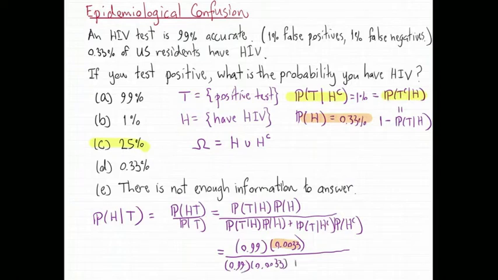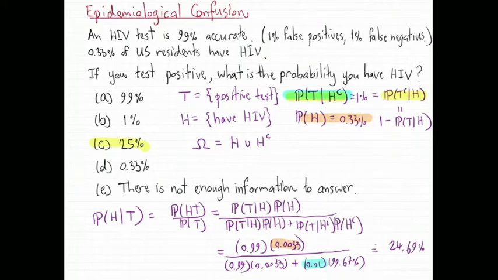0.0033. And then the second term, the probability of T given H complement, that is written right here. So that is 1% times the probability of H complement. Probability of H is 0.33%, so the probability of H complement is 1 minus 0.33%, or 99.67%. And now we just do that calculation, and if you do it, you'll see that it's 24.69%, 2 decimal places. Okay, that's how it comes out.